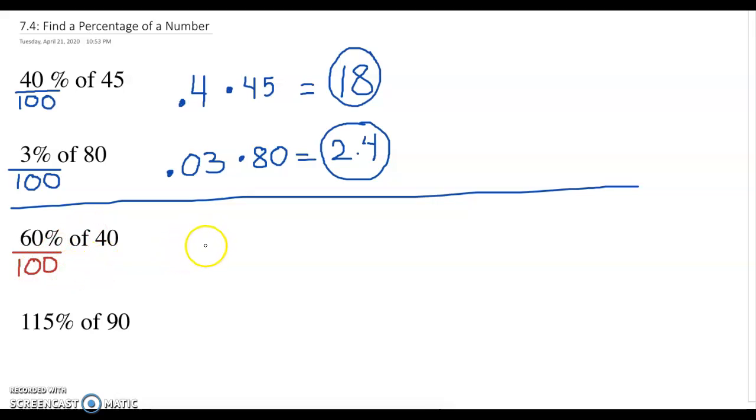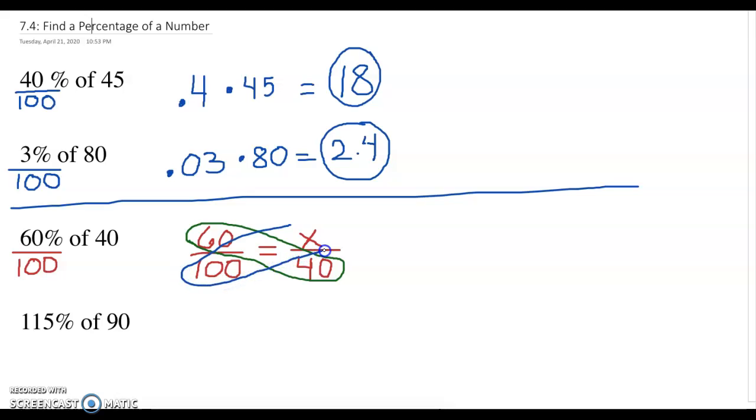So you're going to take your problem, 60 over 100, equals x, or whatever variable you want to use, over 40. Just like the time before, we're going to use the cross product rule. Some might call it the butterfly rule. We're going to multiply across this way, and then we're going to multiply across this way.